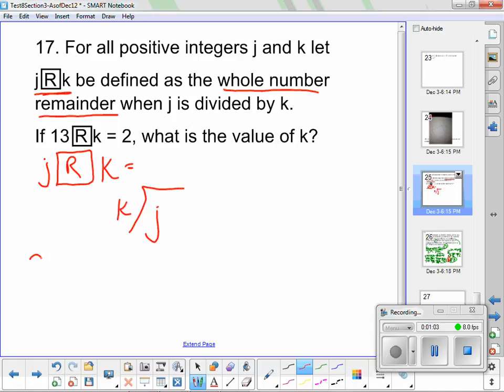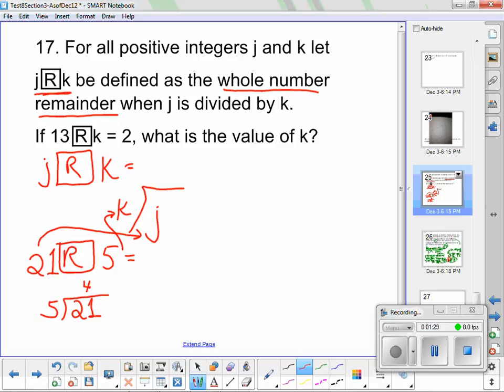So for example, if we had this, then we know to plug 21 in as j, and we know to plug 5 in as k. And then we're just trying to figure out what the remainder would be in this situation. So the remainder would be 1. So the answer to this is 1, because 1 is the whole number remainder when j, which is 21, is divided by k, which is 5.